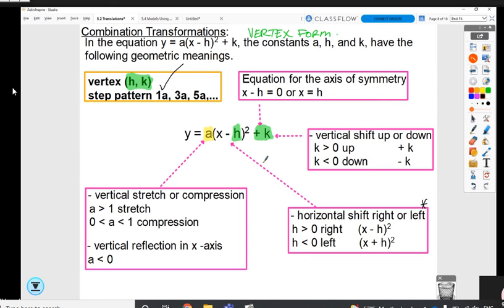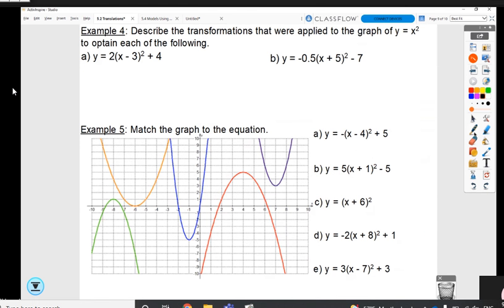One last thing, the A value. If it's positive, opens up, negative, opens down. And that's it. Like, I know this lesson dragged, it went on, but I had to show you each letter and what they do before we bring it all together. Now watch how good you already are at this sort of stuff.